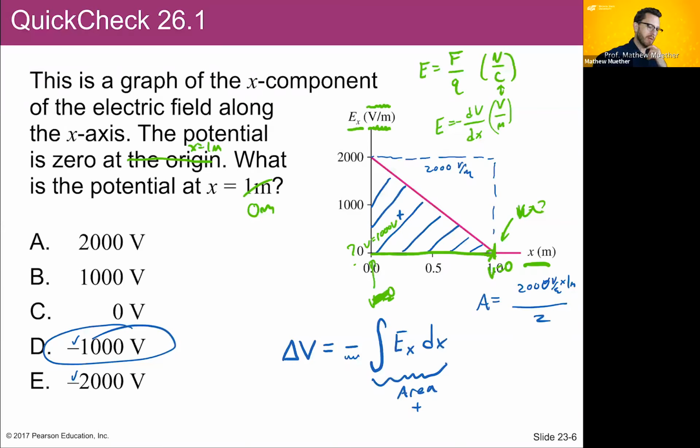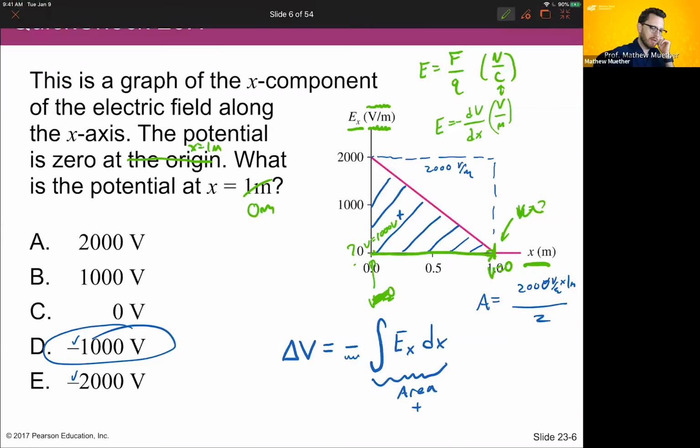If I'm going backwards from 1 to 0, what happens? When I write this integral, I would start at 1 meter and end up at 0 meters. Remember what you have to do in an integral when you have the smaller value on top: you flip those limits of integration, and that puts a negative sign. That's equal to positive the integral from 0 meters to 1 meter of Ex dx. This is exactly the area we calculated before. It was a positive 1,000 volts, and now I have a positive sign out there because of the limits of integration.